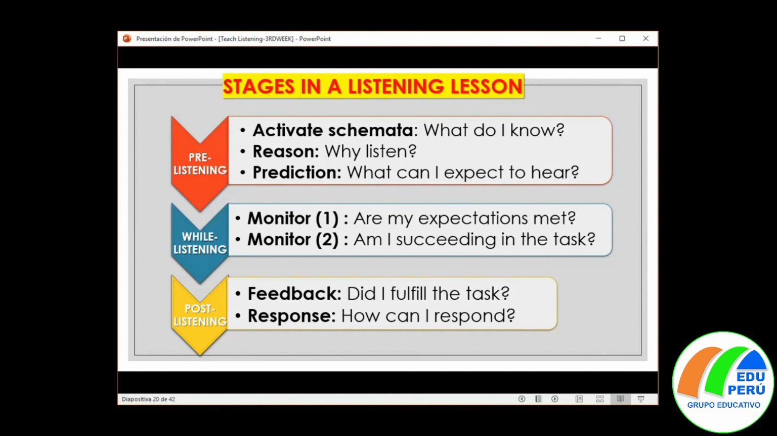Next Saturday, we are going to see some activities for each of these stages, and then we are going to see some web pages, similar to the reading skill. No, I'm going to show you web pages to practice or to get materials or to use in your classroom. All right. Well, we are going to stop here. Yeah, the time is over.